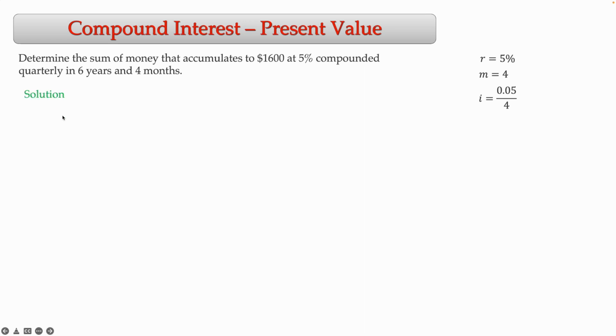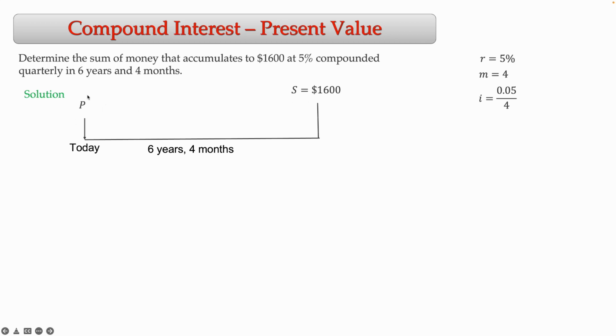So to get the solution, again, we have the timeline in our mind. We know that the 1600 appears at the end. So today is this point, and 1600 will be the amount of money that we have at the end, because they say determine the sum of money that accumulates to 1600 in 6 years and 4 months. So these 6 years and 4 months are in the future. And at that time, we are going to have accumulated 1600. Okay, what will be the amount at the beginning?